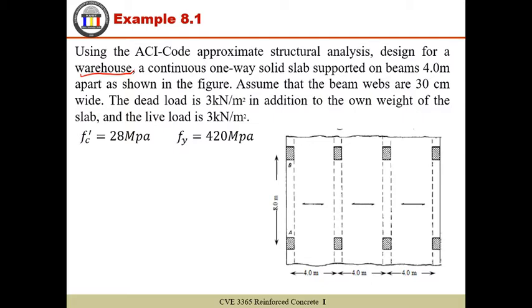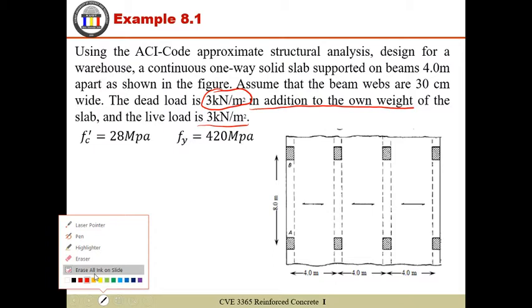A continuous one-way solid slab supported on beams 4 meters apart, so this is the slab, of which part is shown. Assume that the beam width is 30 centimeters. That means this dimension is 30 centimeters. The dead load is 3 kilonewton per square meter, in addition to its own weight. When it says in addition to its own weight, that means please add the self-weight as well, because in this value the self-weight is not included. And the live load also is given. It is 3 kilonewton per square meter. f'c is given, fy is given.